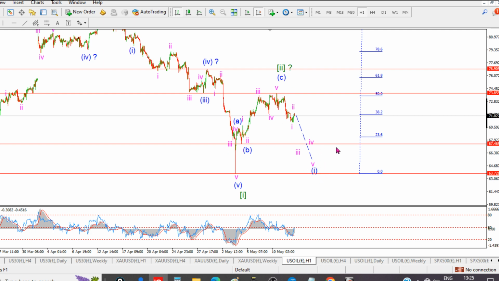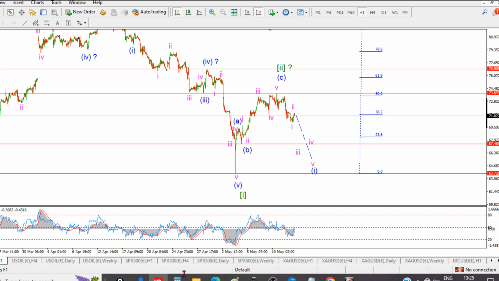So I'll be looking for an initial target for wave 1 in blue there at 67.50 or 67.40, at that previous B wave. So if this B wave gives, then that looks like wave 1 is done, and it really tips the balance in favor of a larger degree third wave decline. So that is the outlook for next week.